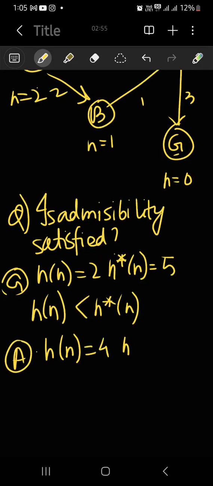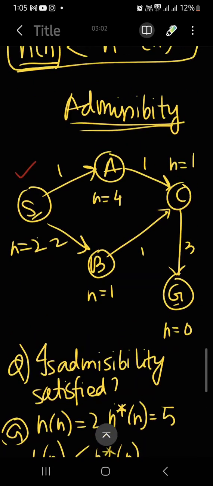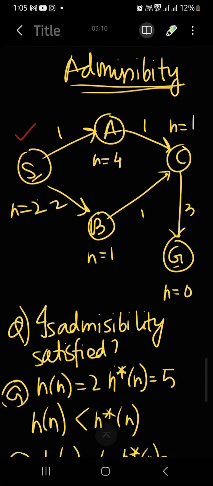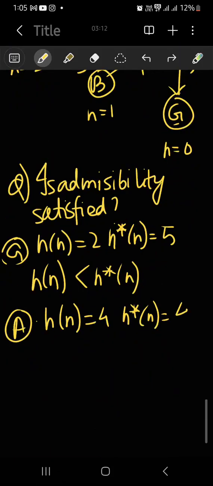Now we have to see the actual cost of going from vertex A to the goal vertex G. What is that? If we see the actual cost of going from the vertex A to G, here it is 1 and here it is 3. So 1 plus 3 is 4, right? So it is basically 4. So here what I am seeing, H of n is equal to H star of n. So yeah, this is also perfectly fine.